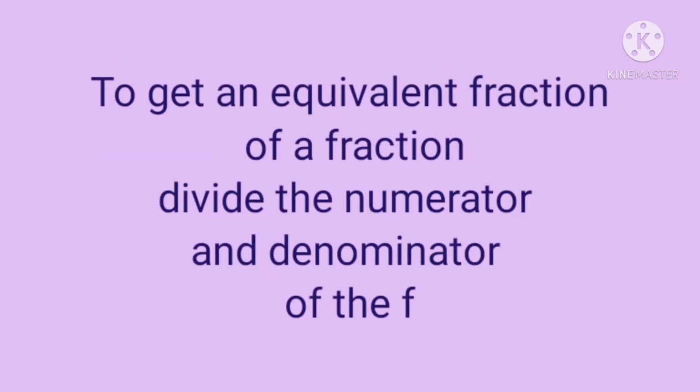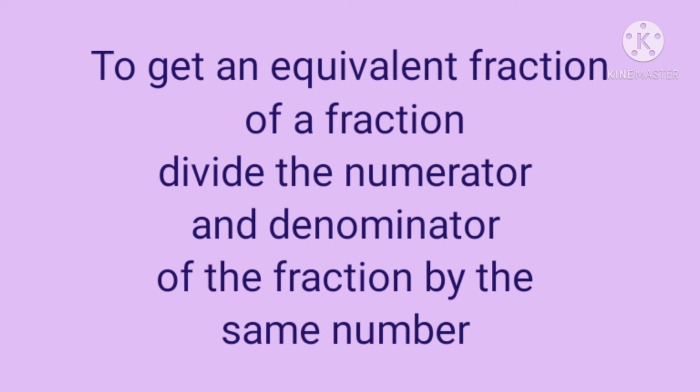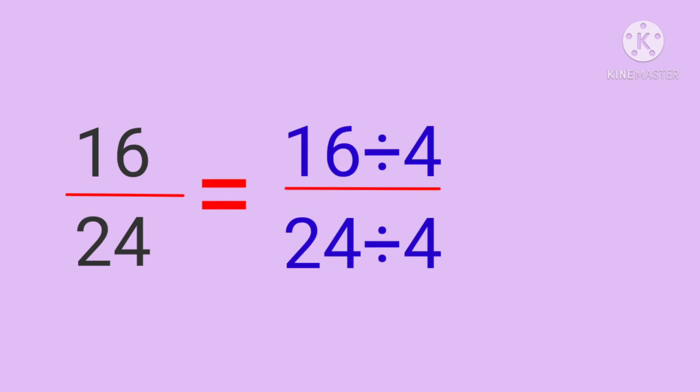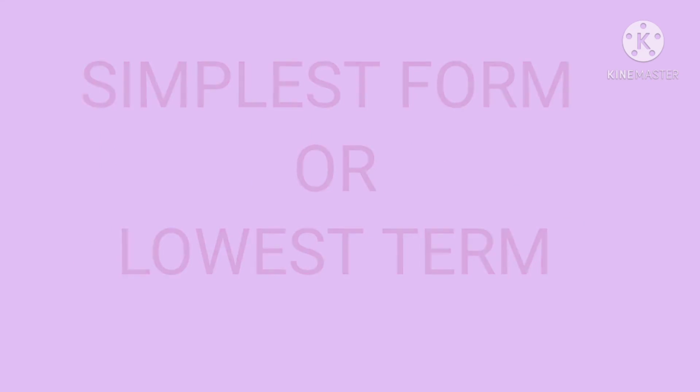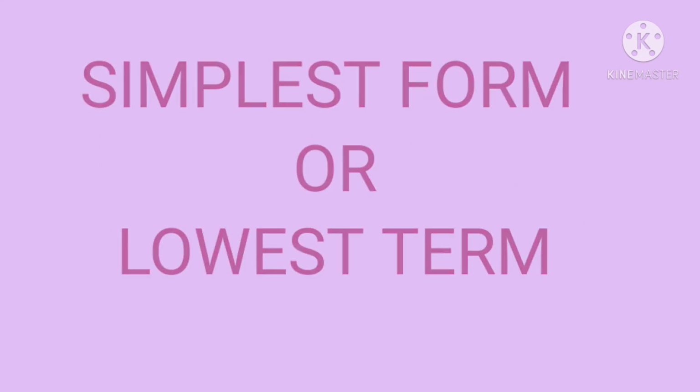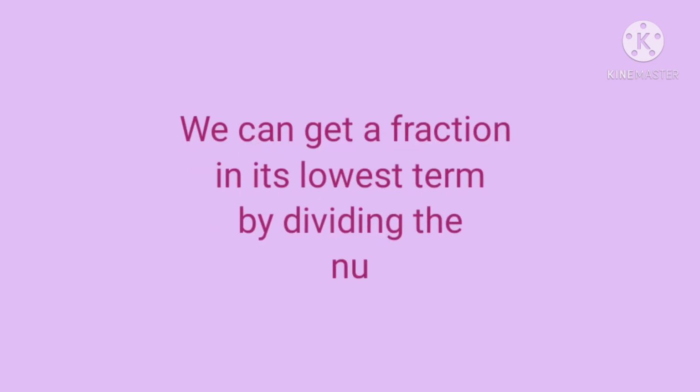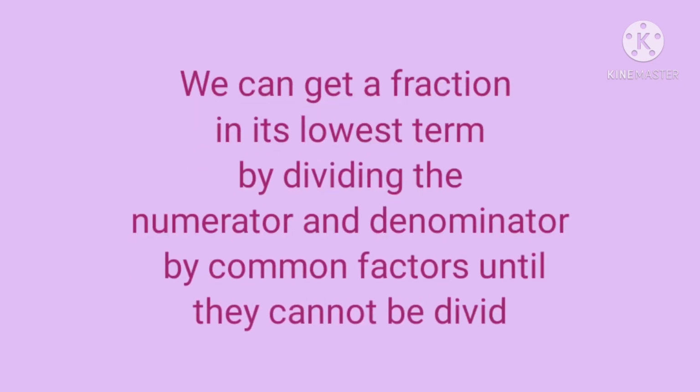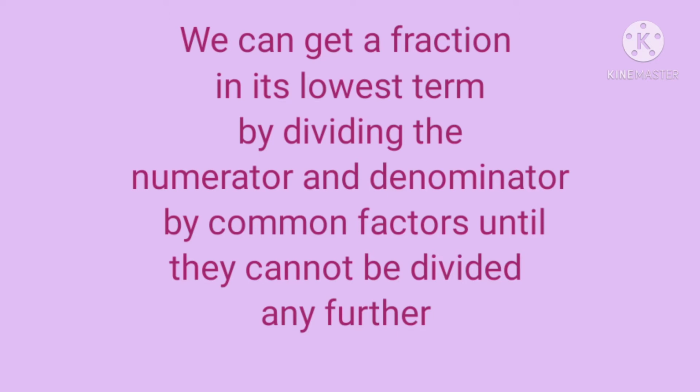We can also get an equivalent fraction of a fraction by dividing the numerator and denominator of the fraction by the same number. For example, 16 by 24 is equal to 16 by 24 divided by 4 by 4, which is equal to 4 by 6. We can get a fraction in its lowest term by dividing the numerator and denominator by common factors until they cannot be divided any further.